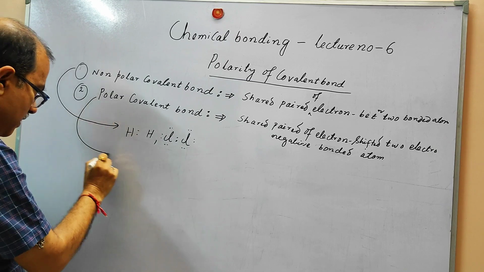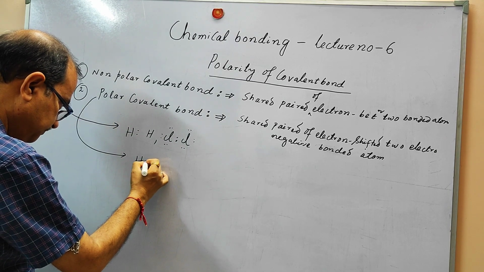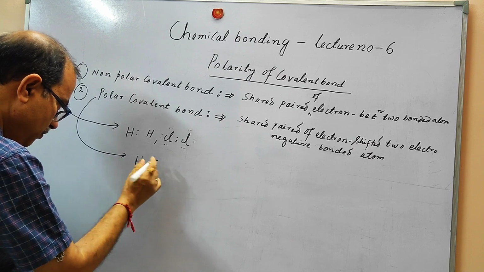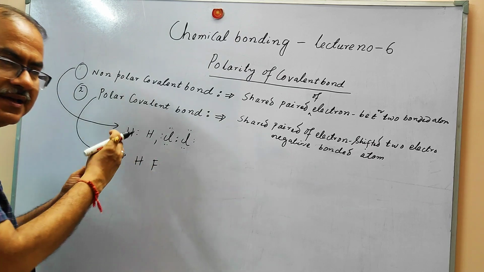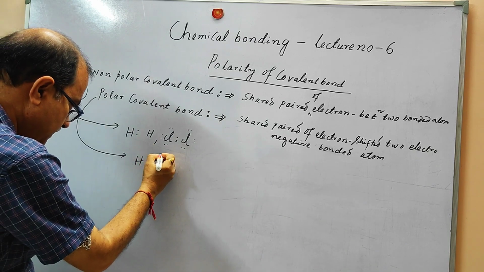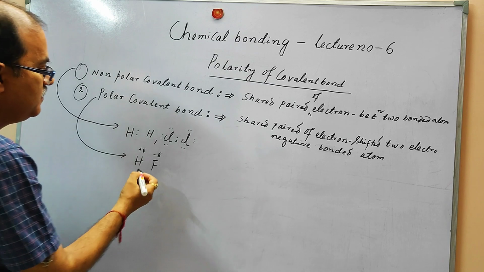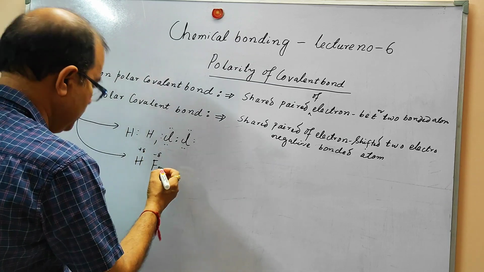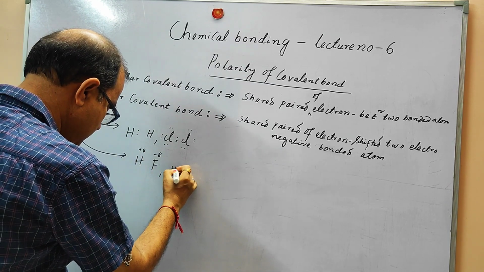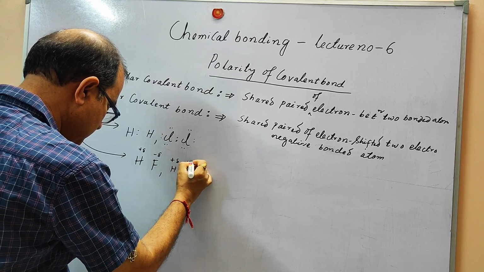And what is a polar covalent bond? In that case you can see there is hydrogen fluoride. What is going to happen? The fluorine atom will attract the electron pair towards itself and become slightly negative, and this is called a polar covalent bond. Or you can say HCl, in HCl, plus and minus.